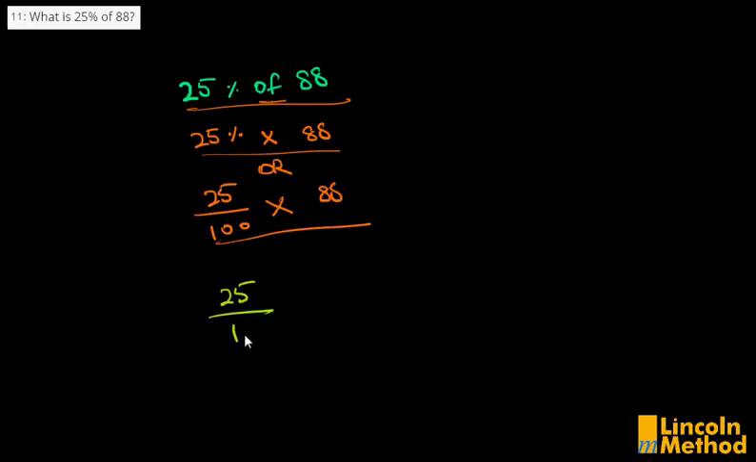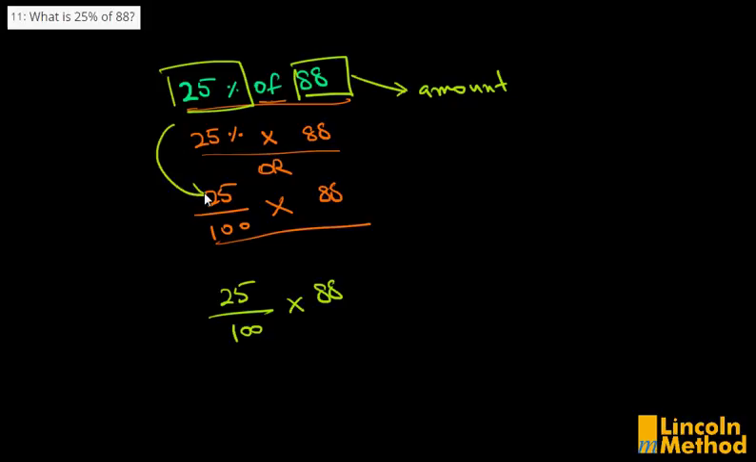So 25 over 100 multiplied by 88. Now what this really means is that this 88 right here is an amount, can be anything at all, and 25%, as we saw, is a fraction. A percentage is technically a fraction with a denominator that is 100 in all cases. So 25% is basically a fraction, and we're required to find this specific fraction of the amount that is given to us.